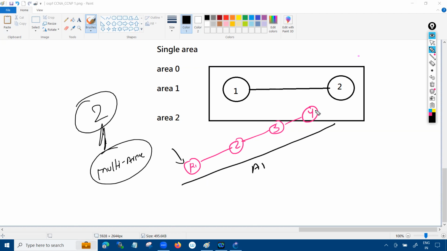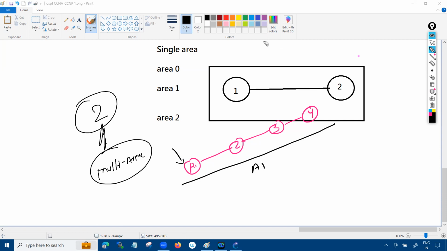Router 4 has to maintain the detailed information of router 3, router 2, and router 1. So every router has to maintain the detailed information, right? So in that case, what happened? The load will be there, right? CPU will be high, memory consumption will be high. In that case, what happened? The performance will be degraded.